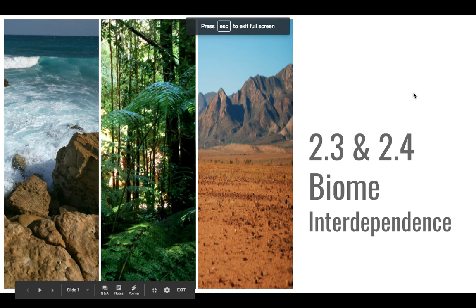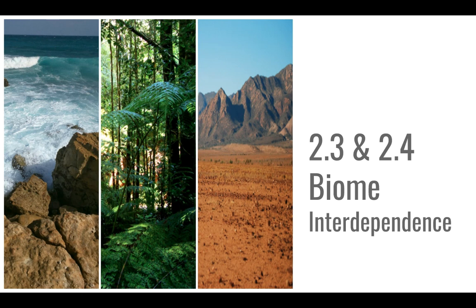Hello, ladies and gentlemen. We are here together right now talking about success criteria 2.3 and 2.4, biome interdependence. It's a great topic. Hope you have fun with it. We're looking at standard 2.3 right now: identify the biotic and abiotic elements of the biomes. And we've broken that down for the success criteria. You can look at your success criteria right now and follow along.